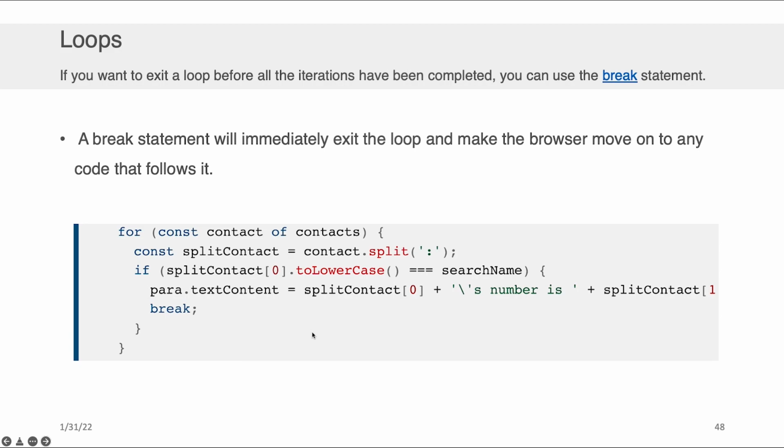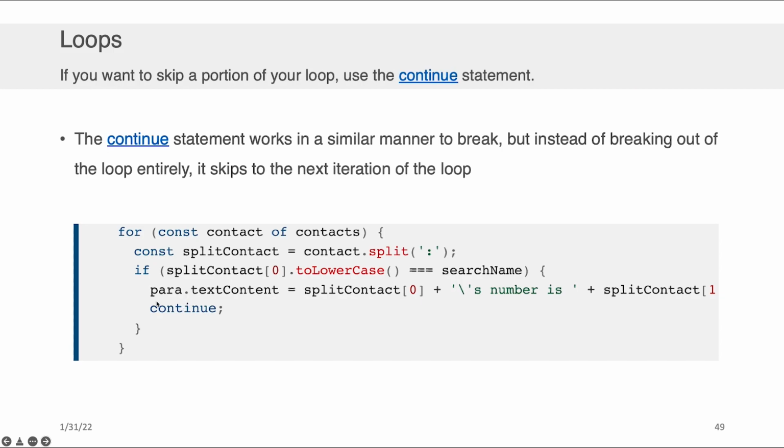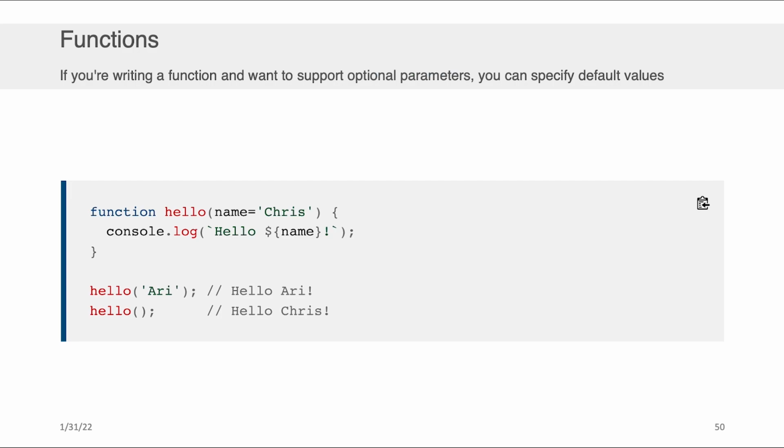Speaking of breaking, if you do want to exit a loop before all iterations have been completed, JavaScript has a break statement that you can use to break out of the loop if a condition is met. It also has a continue statement, which will not break you out of the loop entirely, but will rather make you skip anything else and just go back to the top to the next part of the iteration.